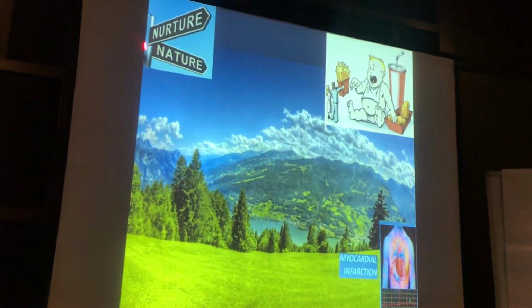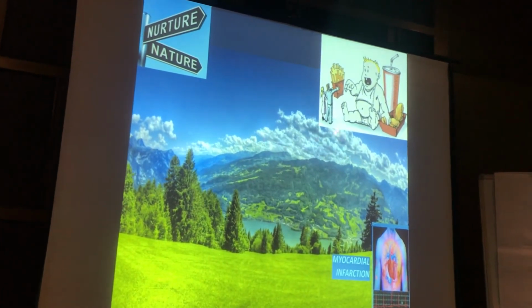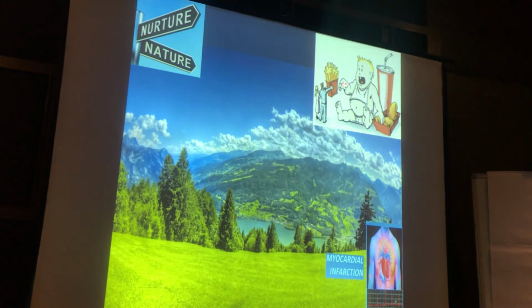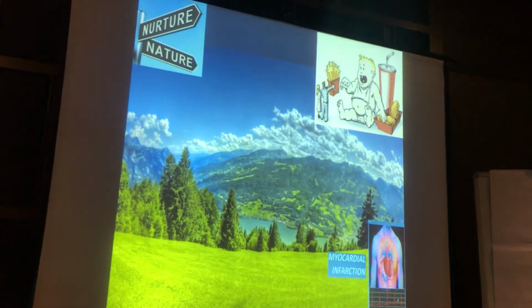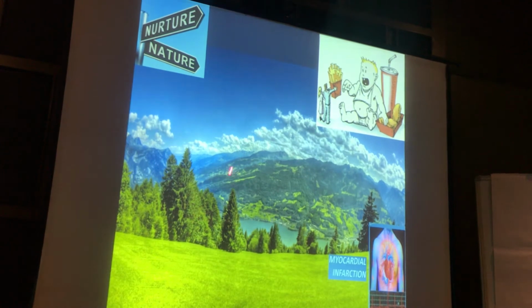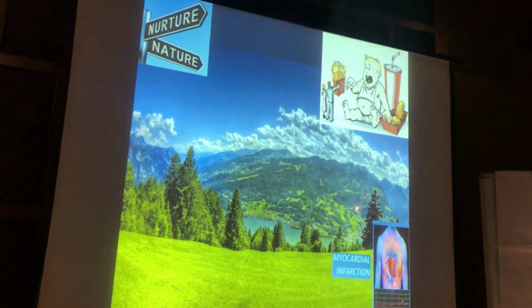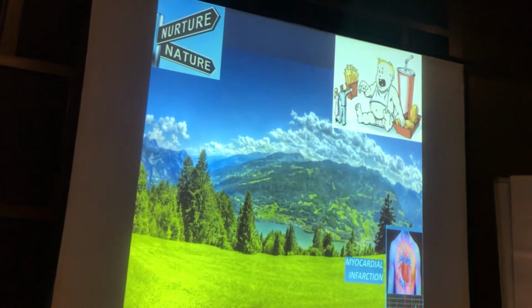Now, apart from nature, the nurturing also matters, because we now have the culture of pizzas and finger fries and various soft drinks, which has also added. So nature as well as nurturing has contributed to more risk of coronary disease and mortality rate.